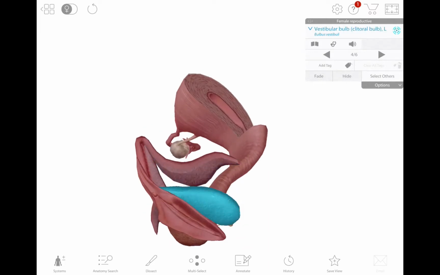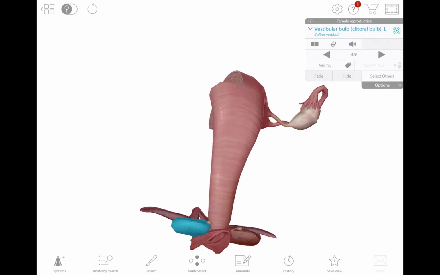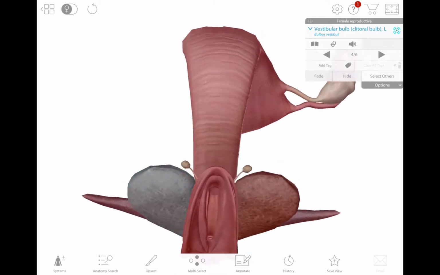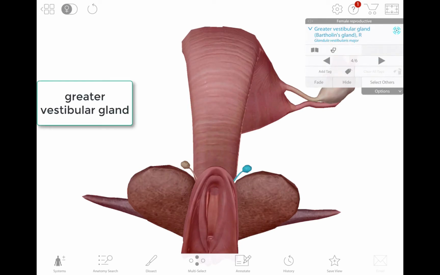There's also this vestibular bulb, which is also known as the clitoral bulb. And this is also erectile tissue that's going to get sort of engorged, and that actually helps heighten sensitivity. As we mentioned earlier, there are these teeny little glands here. These are called Bartholin's glands, or greater vestibular glands. And what they're going to do is secrete a lubricant.